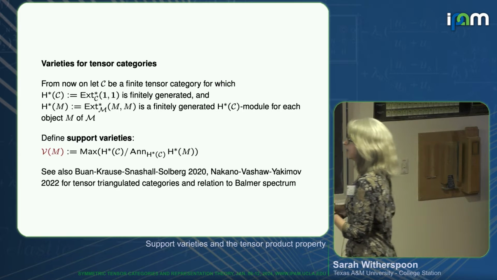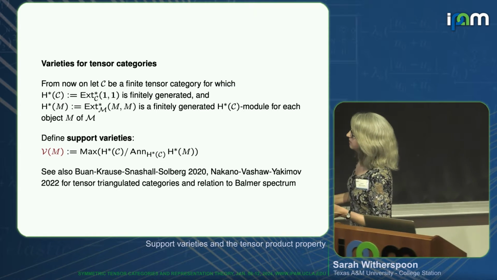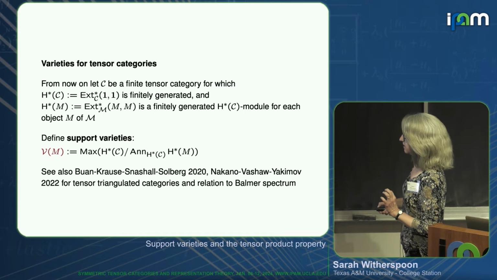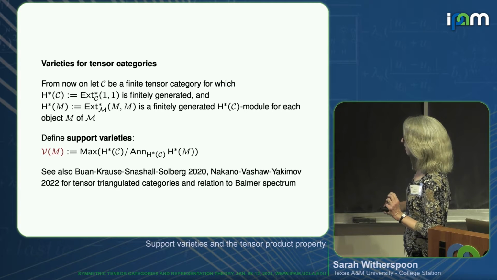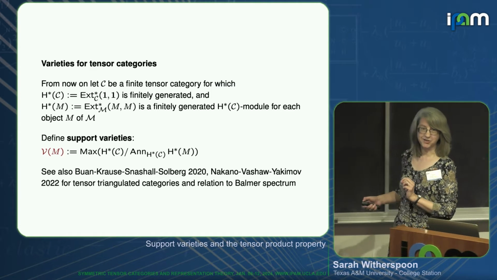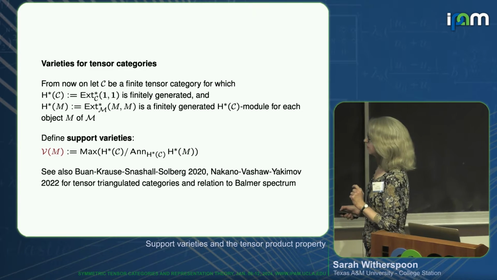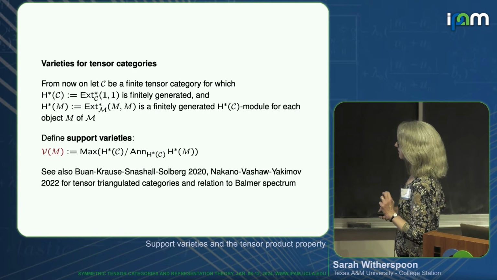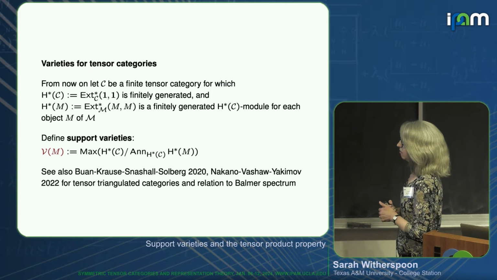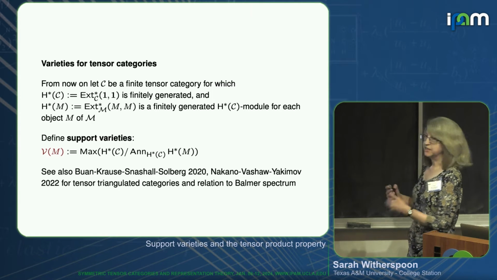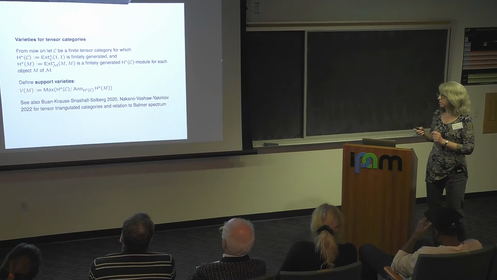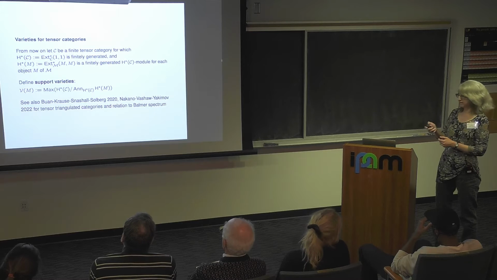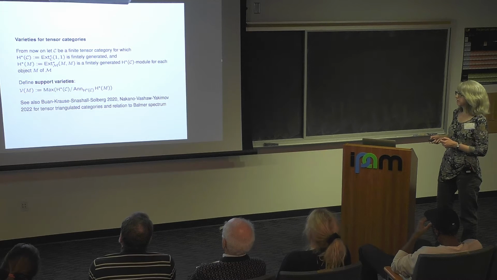Okay, so maybe I should just mention I'm not going to use this, but there are others who have developed similar theory, particularly in the setting of tensor triangulated categories. So Boin, Krauss, Naschel, and Solberg looked at this, and also, I believe Kent mentioned this in his talk earlier today. So Kent Vashaw with Dan Nakano and Milan Yakimov also have developed this in relation to the Balmer spectrum. So we heard about that earlier today. I won't talk about that aspect, but this is related theory to what I'll talk about today.